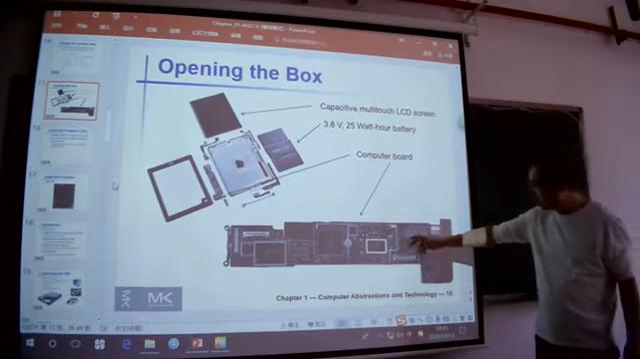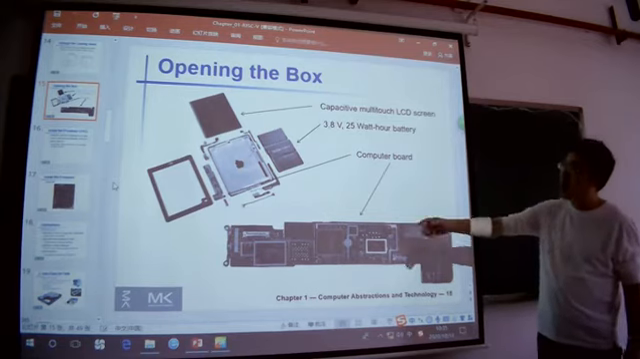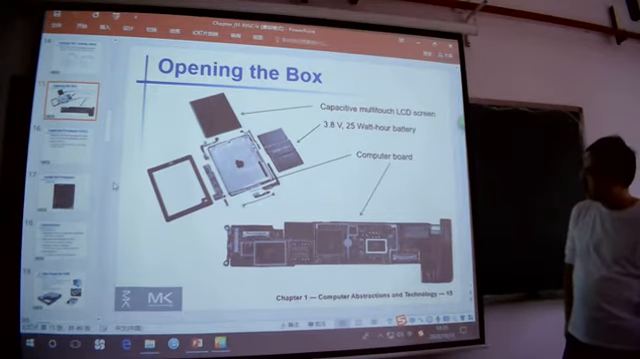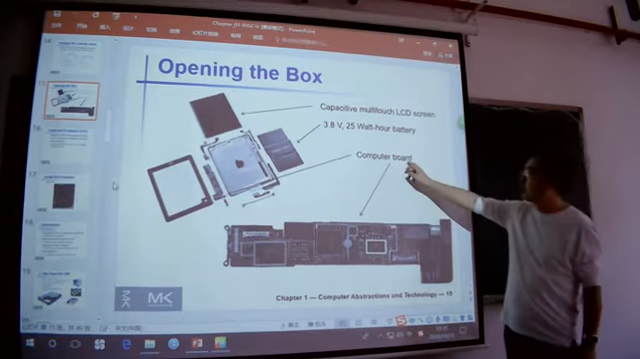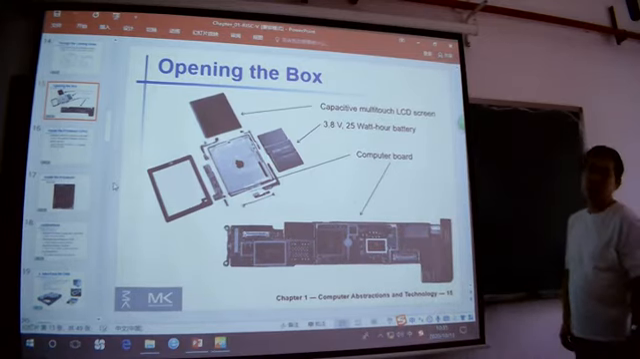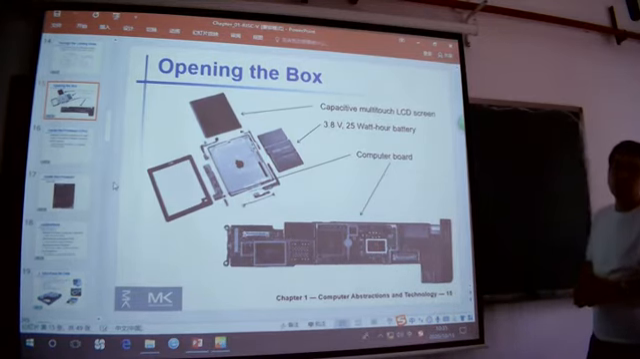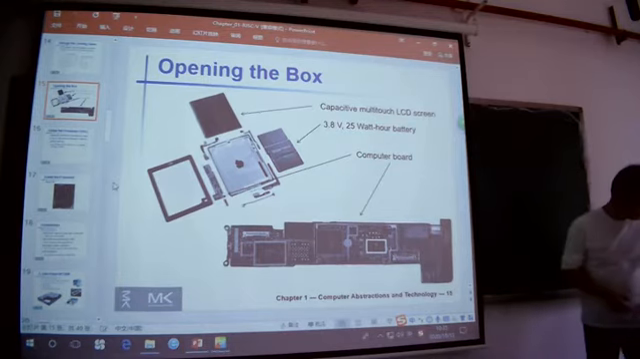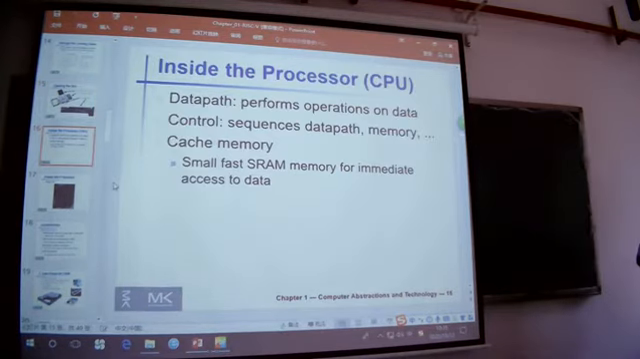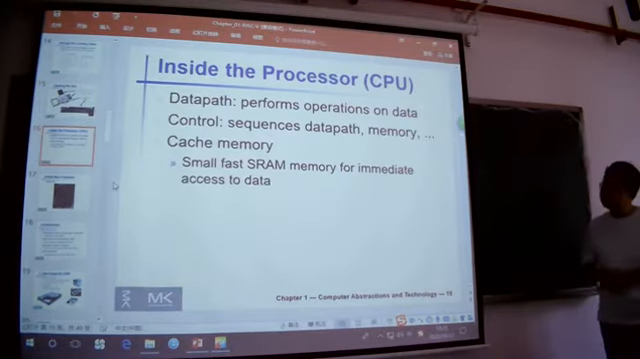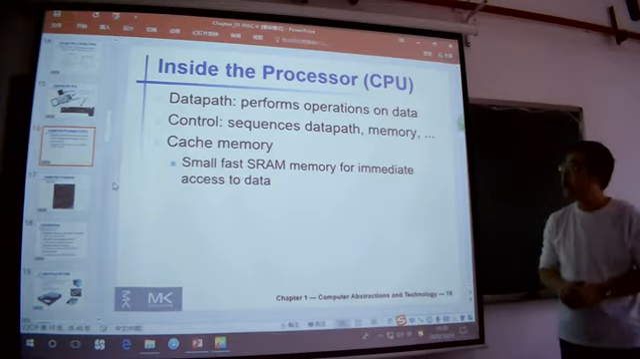This is the computer board in the Apple iPad. We find the computer board is an important component in several computers. Inside the processor, we find the CPU.